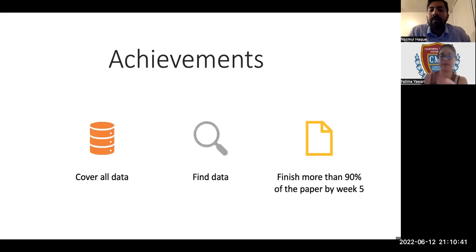Achievement. What did I achieve? The good thing I achieved is that I was able to cover all my data in 5 weeks. That was the biggest challenge. Cover my data, find my data, and finish 90% of the paper. I did 100%, but usually my goal is to finish 90% of it, and then 10% here and there, like conclusions and results and findings, I leave for later. But this time I was able to finish everything. So those were my achievements.